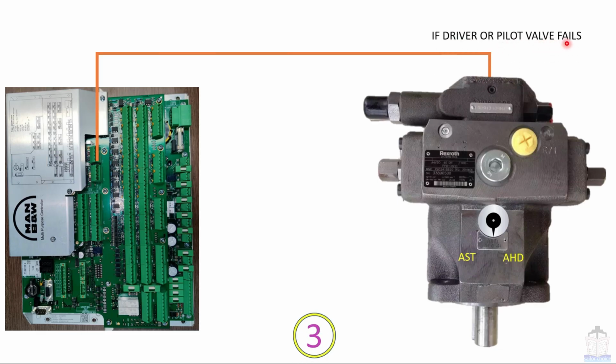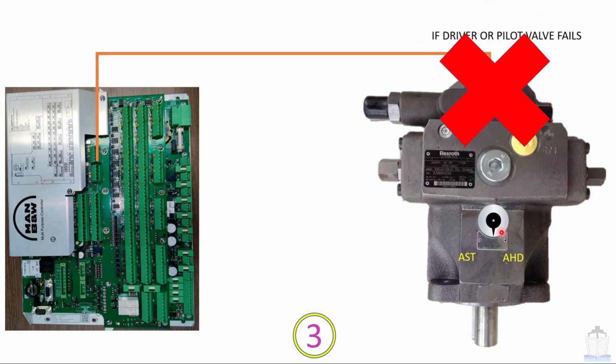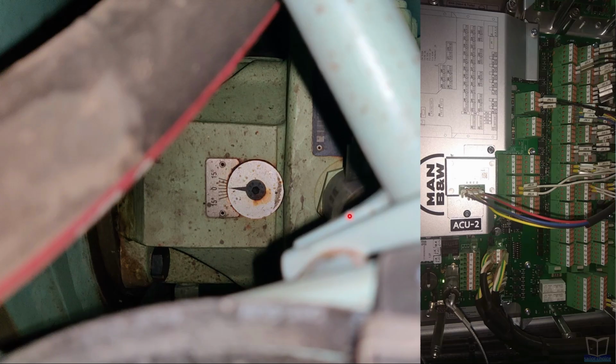If the driver or pilot valve fails, the drivers are installed over here, then also this swash plate cam will move to the maximum ahead direction. So you have seen that there are three possibilities in which the swash plate cam position moves to its maximum ahead direction. So this is a peculiar property of swash plate pumps used in the ME engine. Now I am showing you one small video by which you can see practically how it happens. So let's have a look.